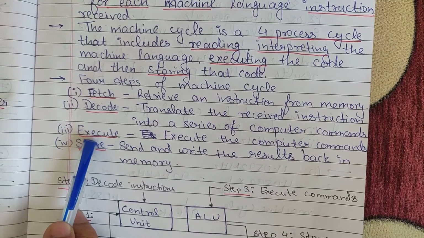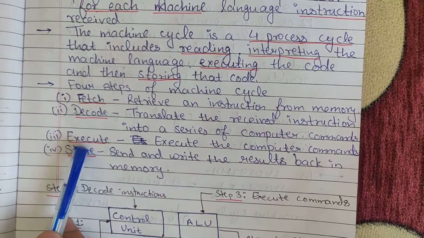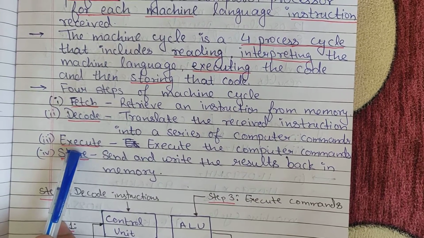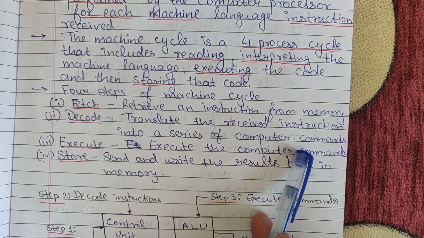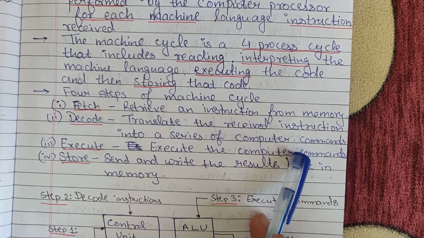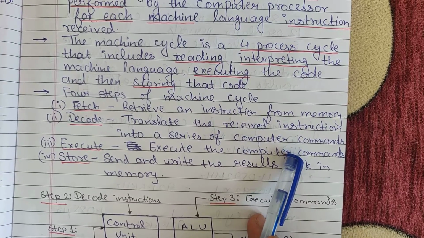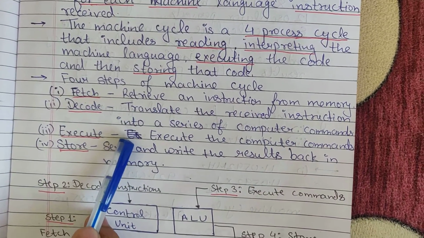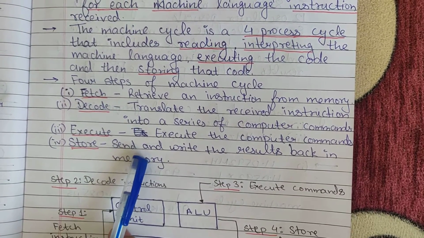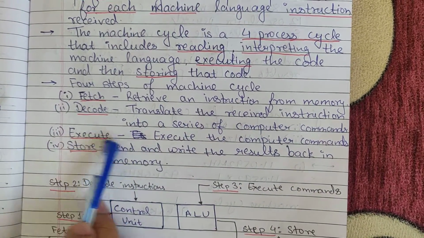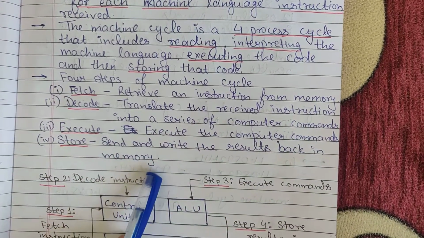In execution, the processor CPU operation executes whatever command it has been given. Example, if it has been given an add command, it will add. If it has been given multiply, then it will multiply and so on. Now finally we have the store, and in this, whatever results come from the execution of the program are sent and written back into the memory.